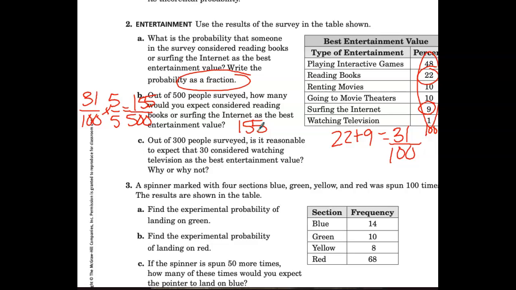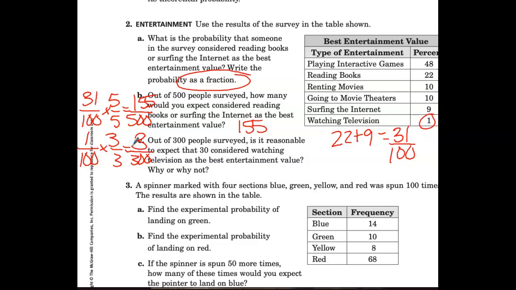Okay, on C, this time it says out of 300 people surveyed, is it reasonable to expect that 30 considered watching television as the best entertainment value? Why or why not? So looking over here, how many people said that they like to watch TV? 1 person. 1 out of 100. What do we need to multiply the bottom by to get 300? 3. So what do I need to multiply the top by? 3. 1 times 3 is 3.